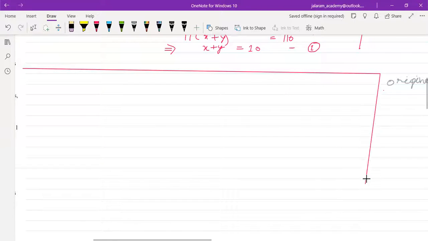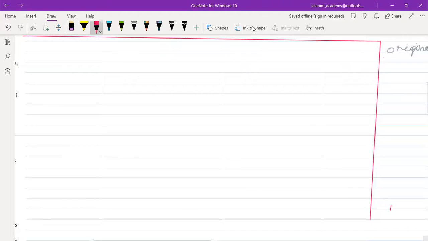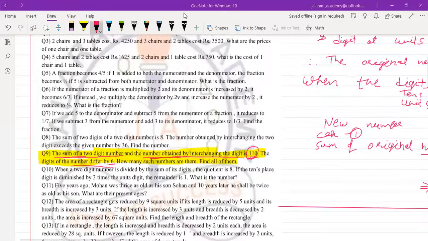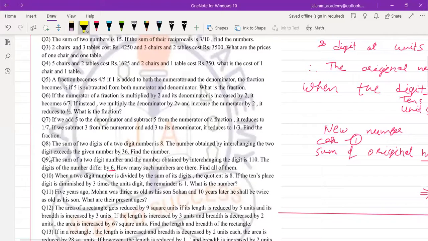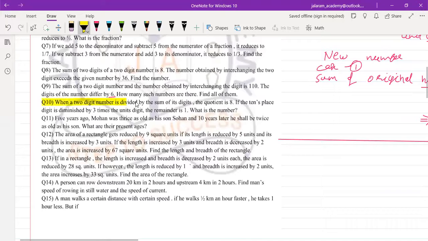Next doubt of the student. Question number 10 is also a doubt. So let's discuss question number 10 now. When a two-digit number is divided by the sum of its digits, the quotient is 8.